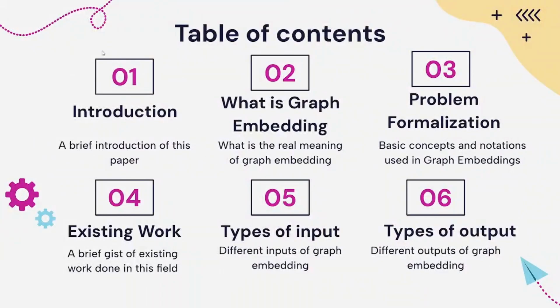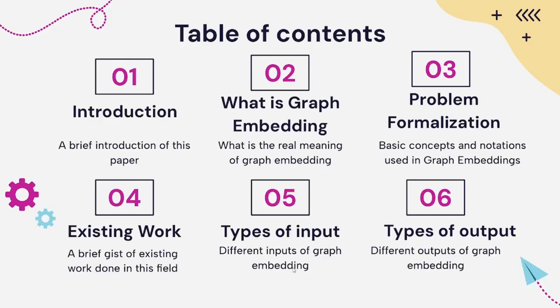First, we'll give a brief introduction of this paper. Then we will answer the pertinent question, what is graph embedding and what is the real meaning of graph embedding. Then we will move on to the problem formalization part, in which we will mention the basic concepts and notations which are used in this paper for graph embedding. Then we will characterize the existing work and give a brief gist of existing work that was done in the field that is mentioned in this paper.